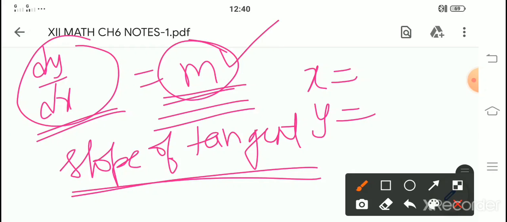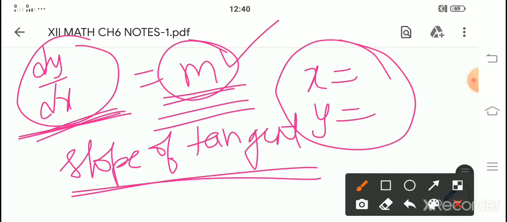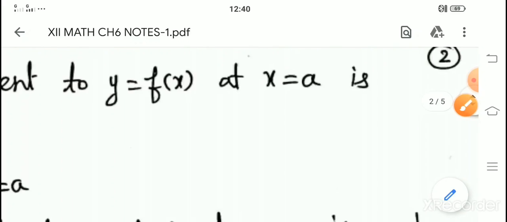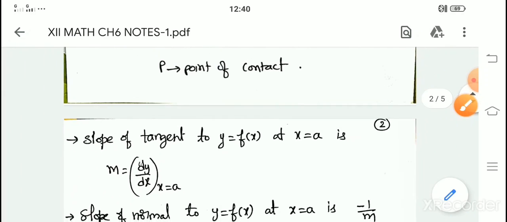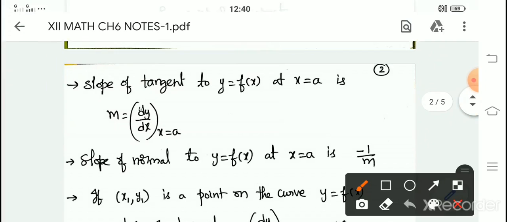So the very important thing to find the slope of the tangent: you need to differentiate the given curve. The given curve equation must be differentiated to get dy by dx. In that dy by dx, if you substitute the values of x and y given, then you get the slope of the tangent. So try to understand, because I am stressing more and explaining more; the reason is the slope is a very important concept in this.